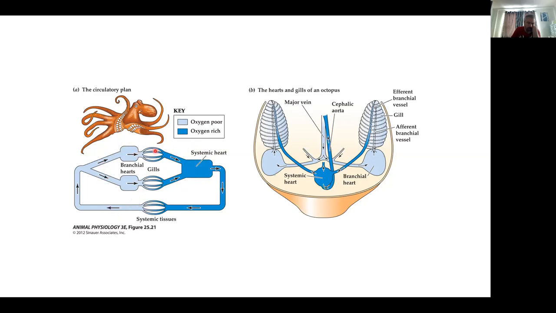Branchial here meaning of the gills. A branchial heart simply sits right before the gill and provides pressure to get blood across the gill, so we can get it to the systemic heart where it pumps it out to the body. Very, very unique system for us.